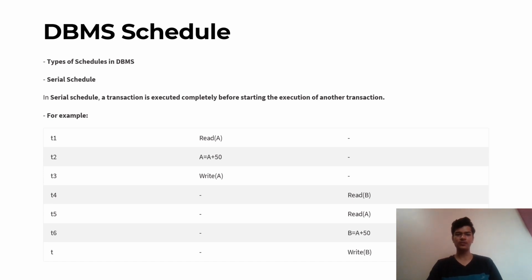Now the types of schedule. First is the serial schedule. In this, a transaction is executed completely, and then another transaction starts. As you can see, first the changes in A were made, and then changes in B were done, so that the transactions are separate.